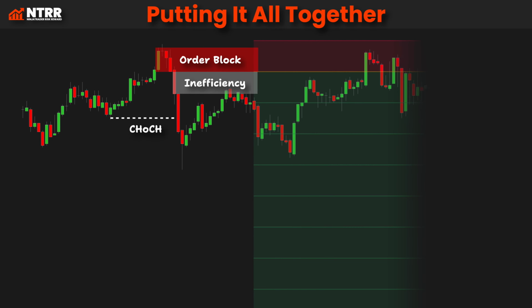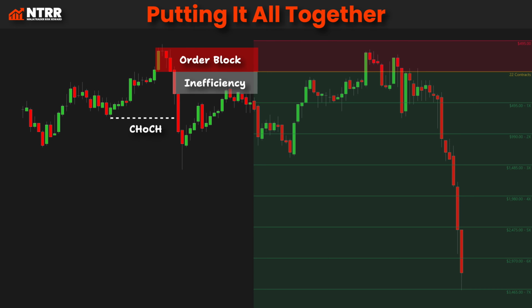Price later retraces to that order block for the first time, creating a potential shorting opportunity. The inefficiency, break of structure or change of character in our case, and unmitigated status, all align to make this a high-probability setup. By following these three rules, inefficiency, break of structure or change of character, and unmitigated status, you filter out weaker setups and focus only on high-probability trades.